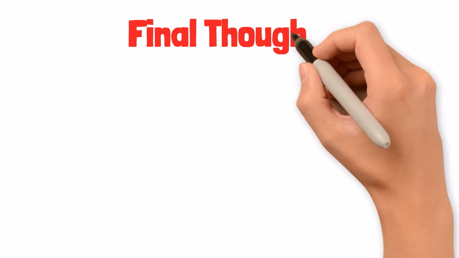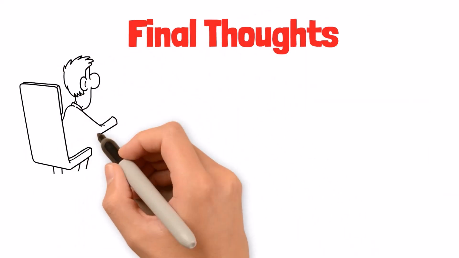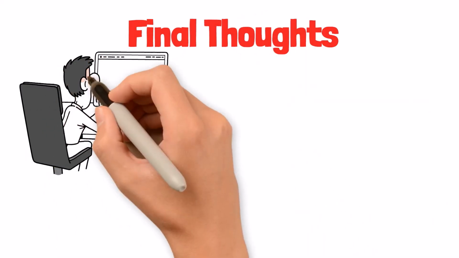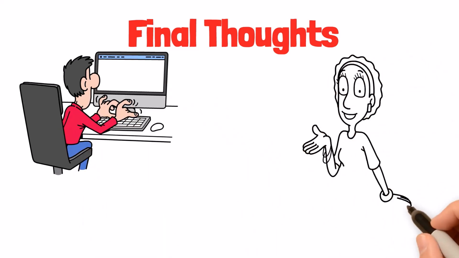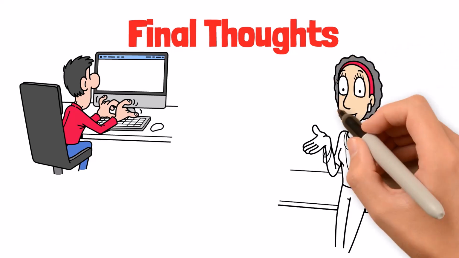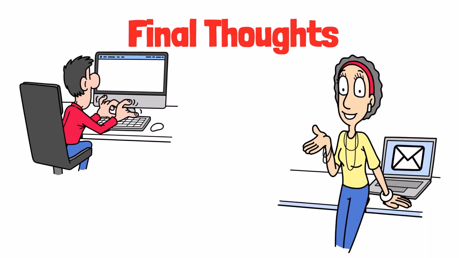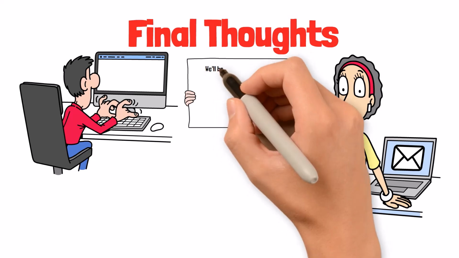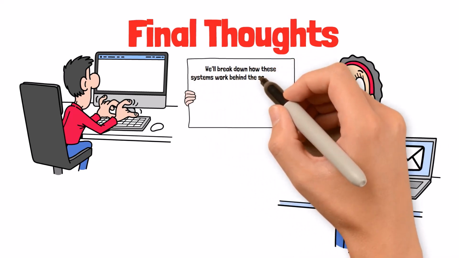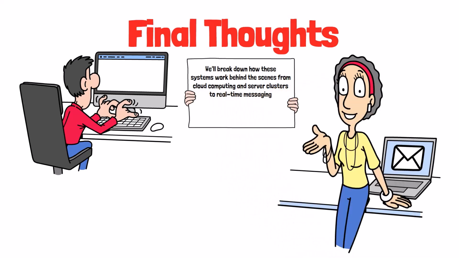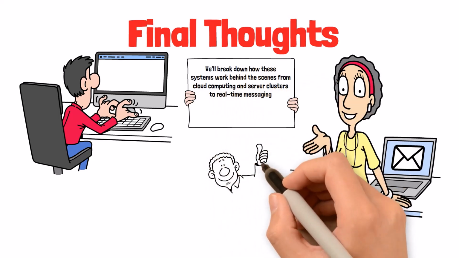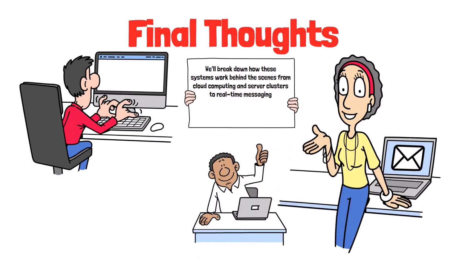Final thoughts. Distributed systems are everywhere, from your favorite games and apps to the websites you use every day. They're the reason your phone loads fast, videos stream without buffering, and messages send in seconds. In future videos, we'll break down how these systems work behind the scenes, from cloud computing and server clusters to real-time messaging.